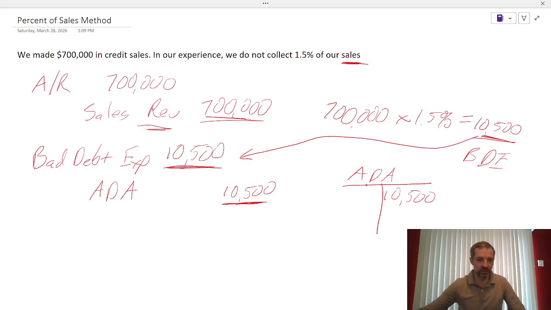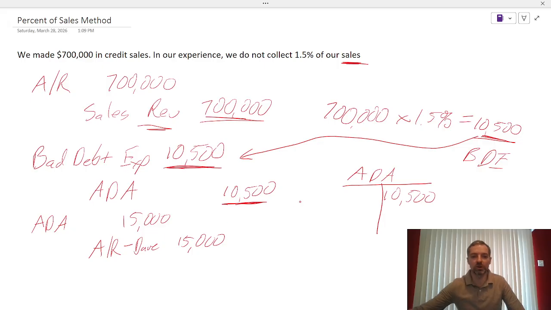So the journal entry that was made when we wrote off $15,000 of accounts was allowance for doubtful accounts, $15,000, various accounts receivable, Dave or whatever, lots of people, $15,000. So we debited allowance for doubtful accounts $15,000. That leaves us a $4,500 balance in the allowance.